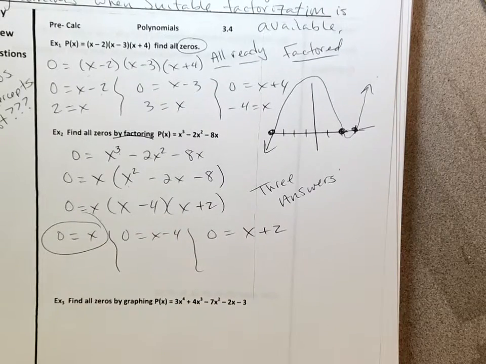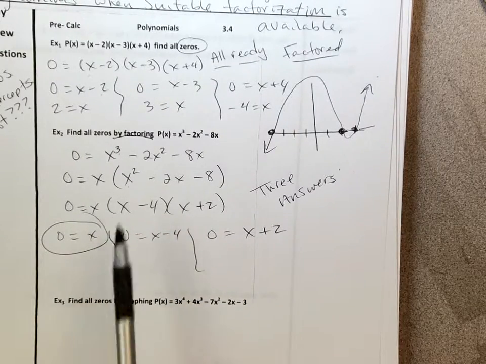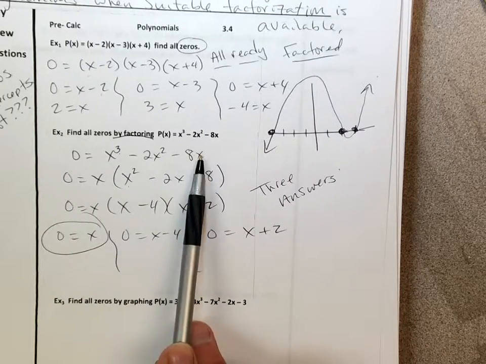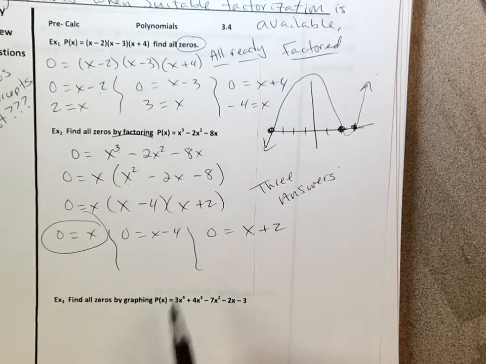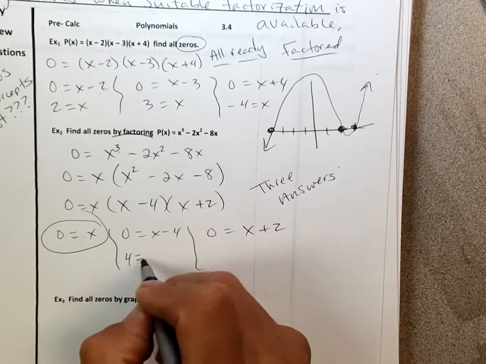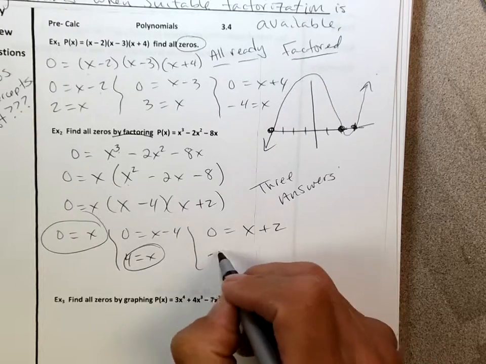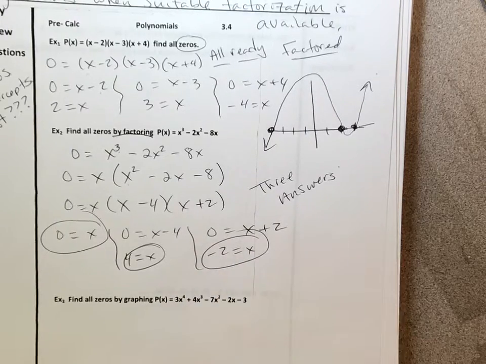And that makes sense. Because if I were to put 0 back in for x, guess what? If I put 0 back in for x, it would be 0, right? You could see that. Plus 4, the other one is a positive 4. There's my other 0. Minus 2, the other one's a negative 2. Okay, there's my 3 zeros, okay?